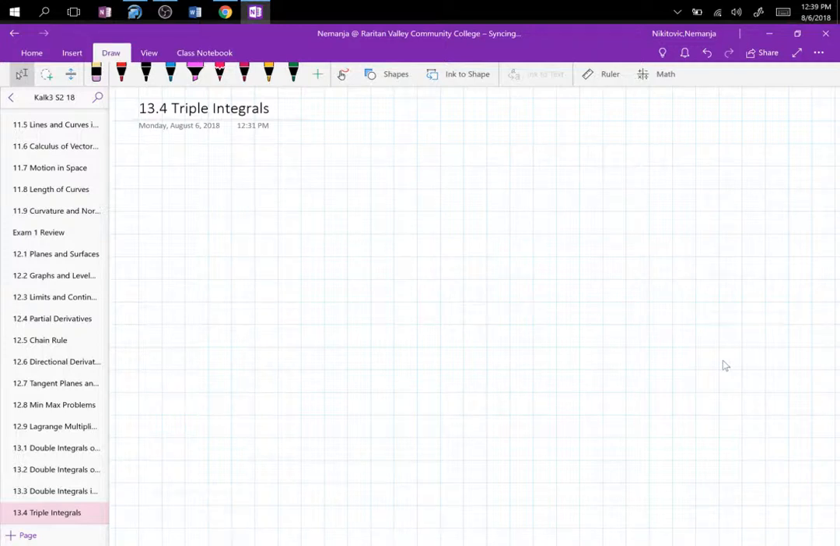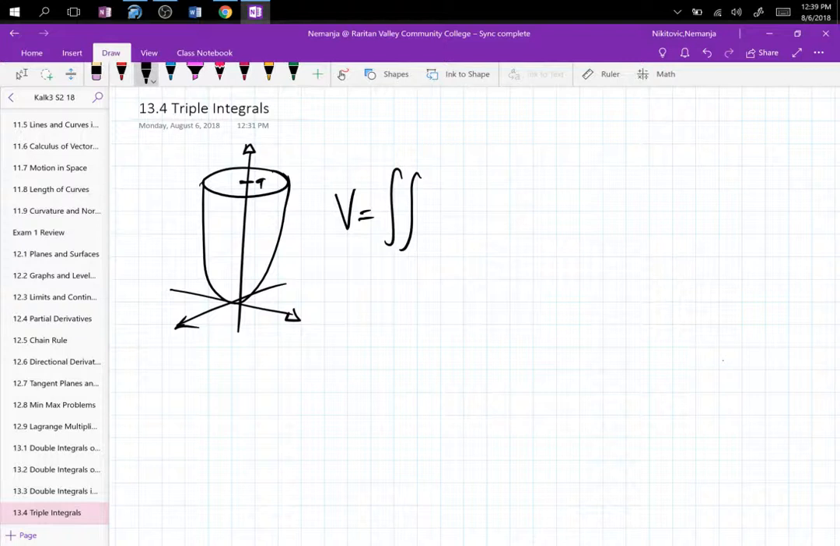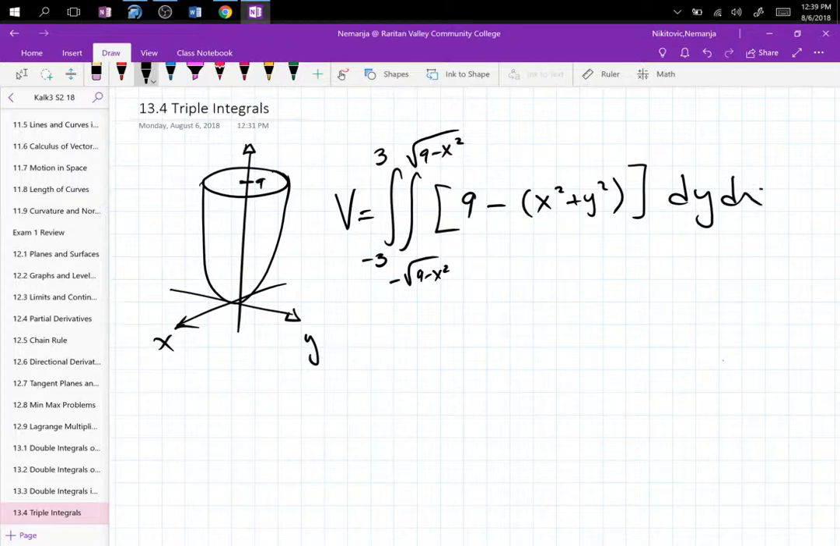Earlier, in the last lecture, we dealt with a shape like this, which is an elliptical paraboloid, which we are not going to compute again. We said that the volume for this was set up as a double integral, from -3 to 3 on the x-axis, then negative square root of 9 minus x squared to positive square root of 9 minus x squared. And here is the important part: we had 9 minus x squared plus y squared, which is the shape. So top of the shape minus bottom of the shape, and then we had dy dx.